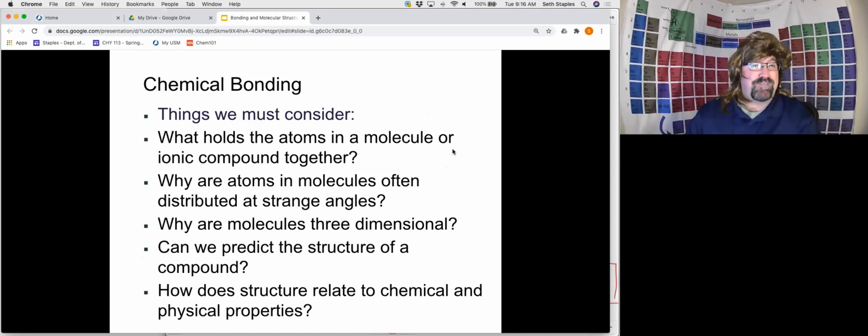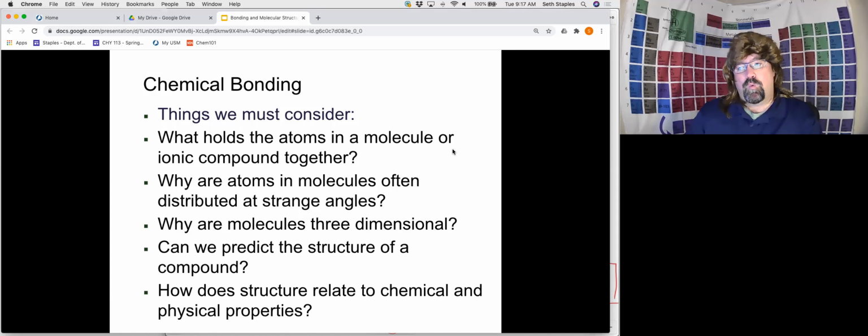Some things that we have to think about are: what actually holds the atoms together in a covalent molecule or an ionic compound? Why are some of the atoms often at different angles? Why does water have that bent shape like it does? Why are molecules three-dimensional to begin with? And then finally, can we actually predict the structure of a compound? And then, looking at how that structure relates to chemical and physical properties.